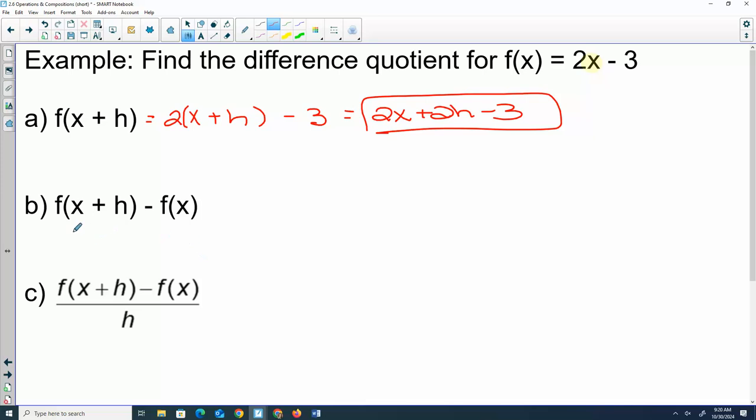Part B. f of x plus h minus f of x. f of x plus h is what we just found. So we're taking the answer we just got minus, what's f of x? So it's the answer we got in part A minus the original problem.